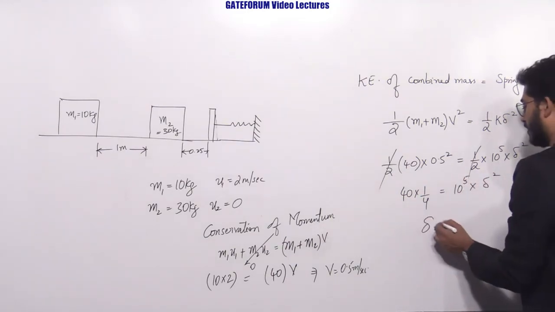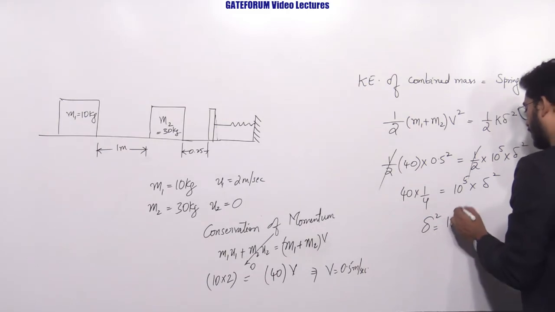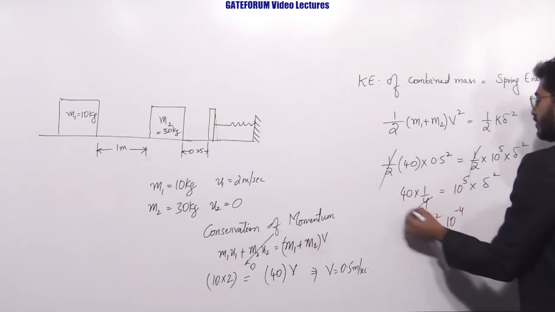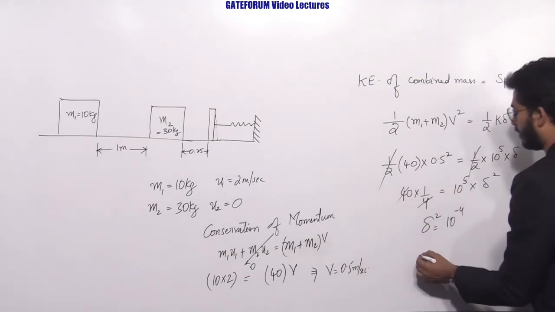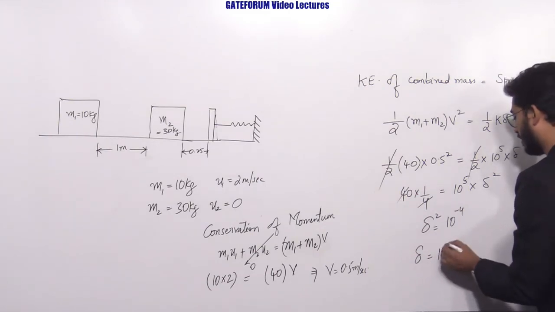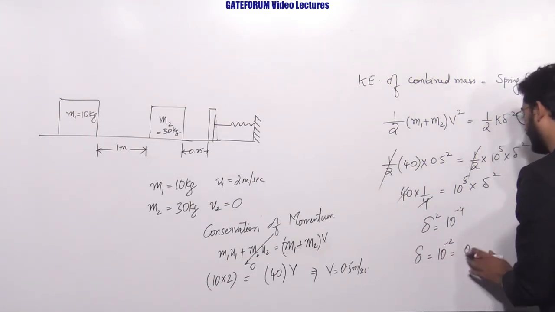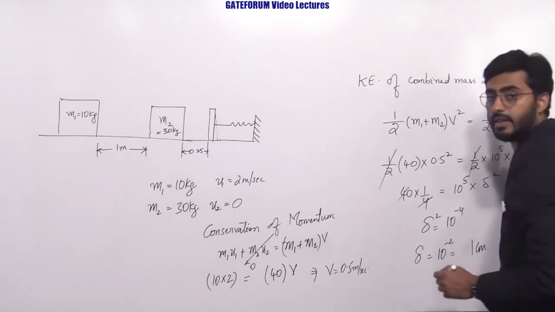So delta square is equal to 10 power minus 4. If this goes to this side, this will be 10 times, and this would be 10 power minus 4, and delta will be equal to 10 power minus 2 meters, which is equal to 1 centimeter. So this is the end of the answer.